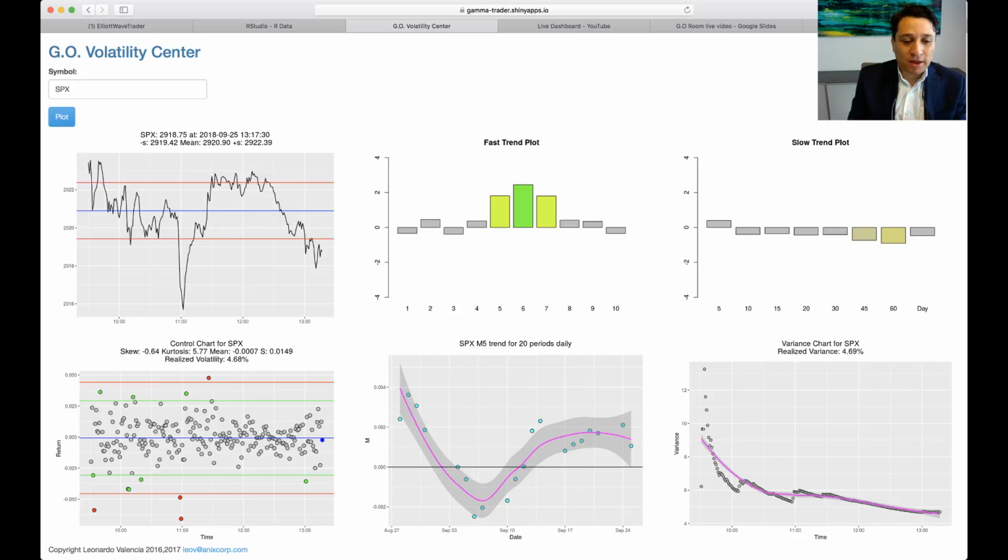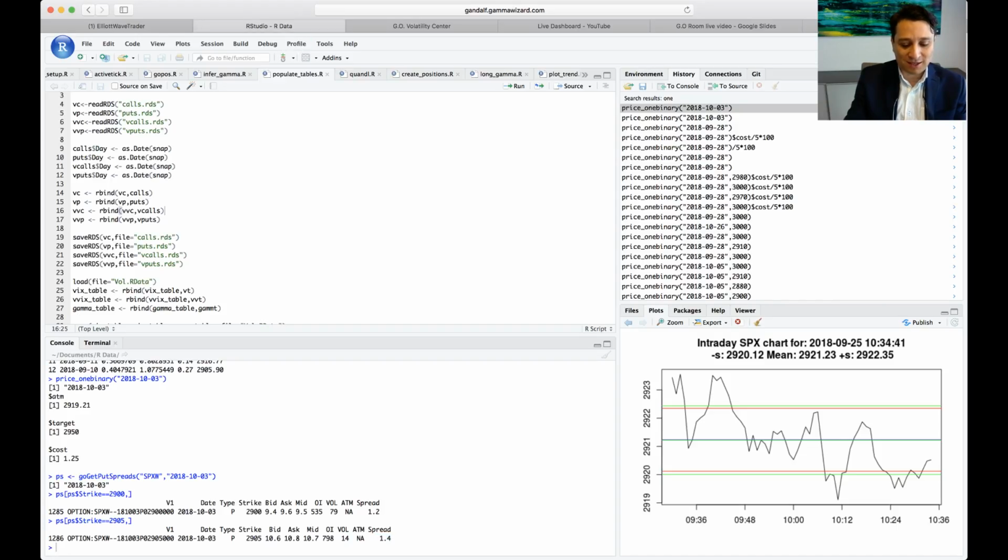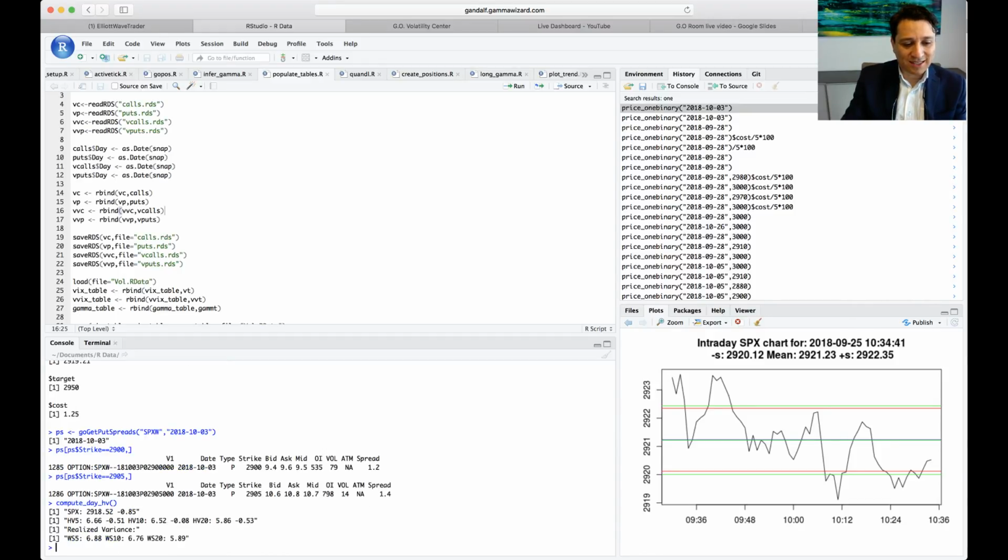My outlook for volatility in general is that I was expecting September to be very volatile. I was really expecting lots of volatility in September, but instead what we got is this. For the past month, we have a realized variance, you can see it here in the lower corner, of only 5.89%, 5.9% of realized variance for most of September. That's unbelievable. That's incredibly low.